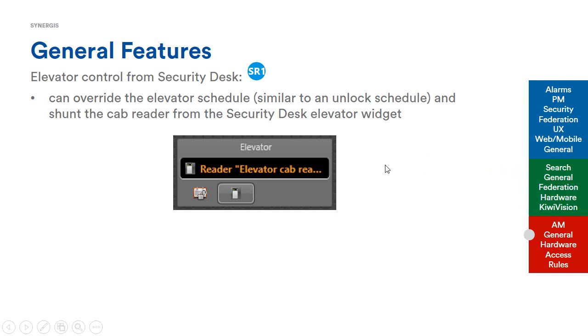Another thing in SR1 that they've added is elevator control from the security desk. So we can do things like override the elevator schedule, which is the same kind of thing as overriding an unlock schedule. And we can shunt the cab reader from the widget within the security desk too.